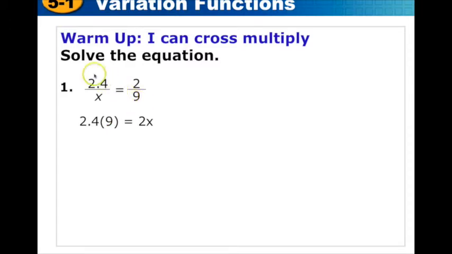Remember, when you're cross multiplying, you take one diagonal, multiply 2.4 times 9, and you set it equal to the other diagonal, 2 times x. Then we can just divide to get the answer. Okay, so remember that when you're cross multiplying, we just multiply one diagonal and it equals the other diagonal.